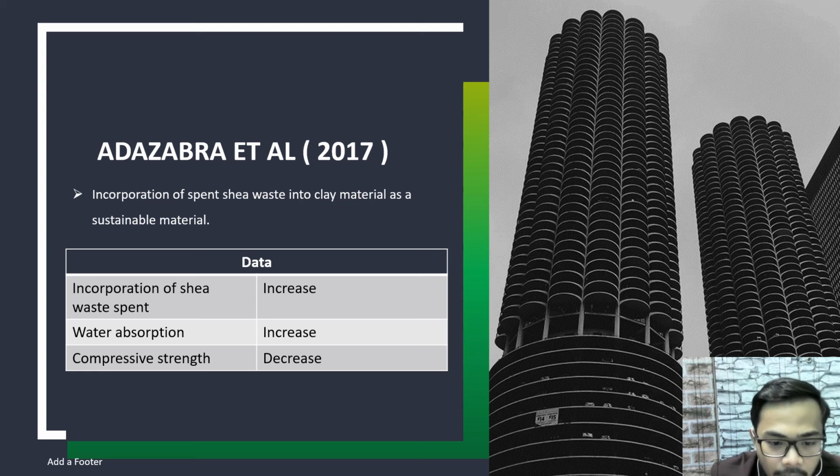The analysis showed that the incorporation of spent waste resulted in an increase in water absorption but a decrease in compressive strength. Therefore, such bricks are considered suitable for the construction of load-bearing structures. The researchers conclude that the potential benefits of making bricks from clay that include spent waste include better drainage agents, economic compaction, and sustainable brick making.